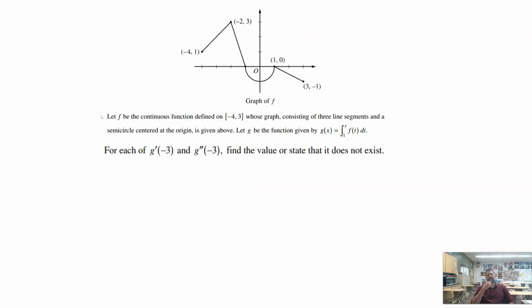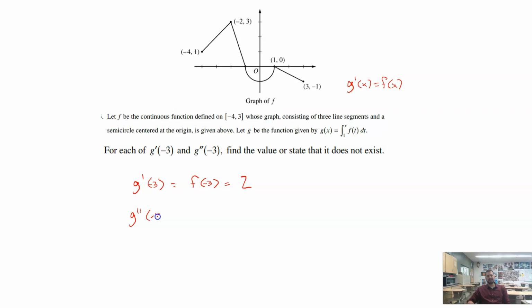On letter B, it says find g prime of 3 and g double prime of 3. For g prime of 3, remember, g prime of x is equal to f of x. So in reality, this is like asking, what is f of 3? And that just says, look at the graph and tell me what the y value is when x equals 3. Okay, so I look at -3, excuse me, those should be negatives there, I apologize. I look at -3 and I can see that the y value there is 2. We're all done with that.